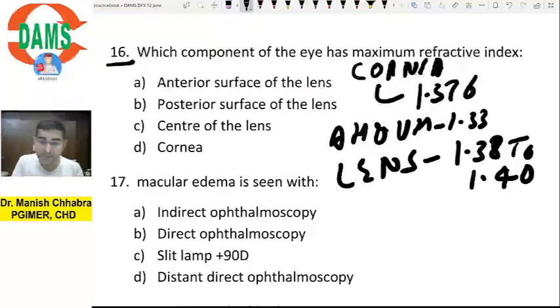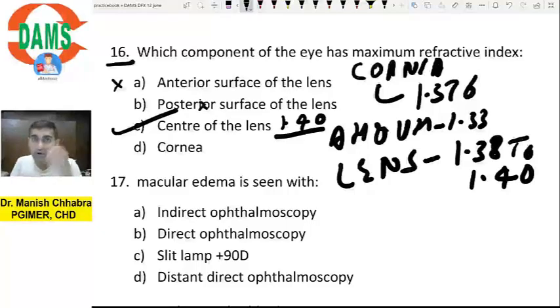So what is the answer here? Is it anterior surface of lens? No. Is it posterior surface? No. It is actually the center of the lens. So it is 1.40, hence the answer. If we talk about cornea, it is 1.376.